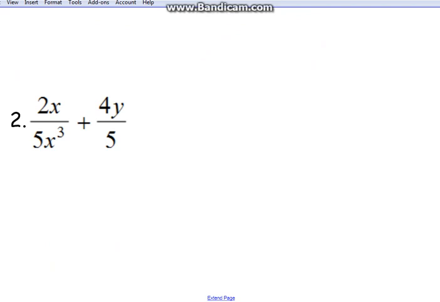2x over 5x cubed. I can reduce an x from here, and that's going to change to a 2. 4y over 5, I can't reduce anything there. Now I take a look. Both of them have this 5, but I also need this x squared part that's in the denominator. Okay? I also need this part too. Now, that first fraction has my LCD, so I don't even need to touch it. Just the second one. And what part is it missing? The x squared.